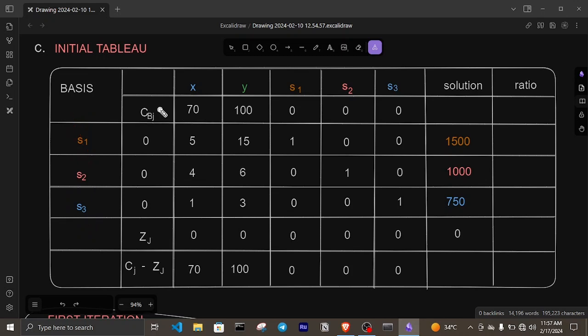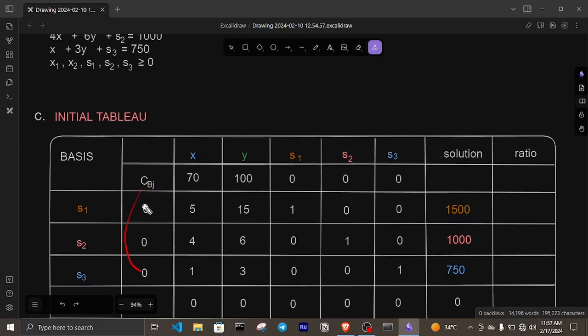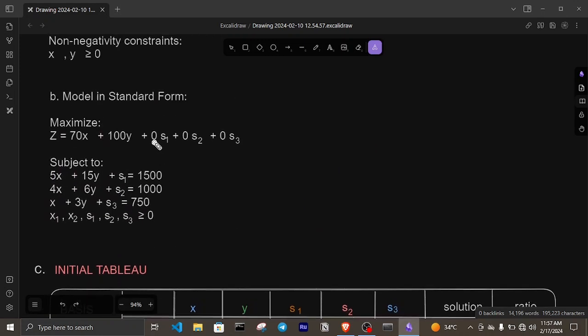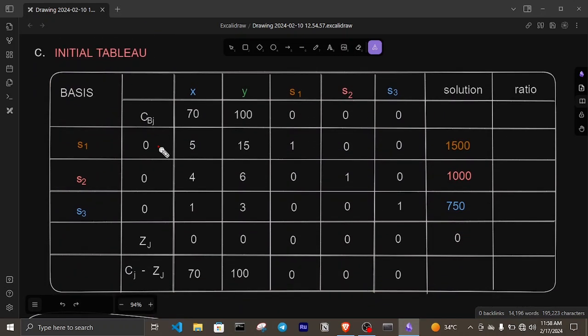Then in the CBJ column, we have the coefficients of these slack variables. If you see the maximized equation here, we have 0S1 plus 0S2 plus 0S3. These zeros are the coefficients of the slack variables, so that is what you write in this column. And at the x part, we also have the values for x, that is 5, 4, and then 1, just as given from the constraints.